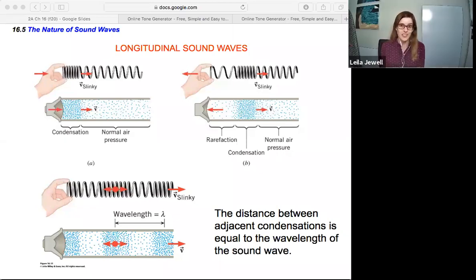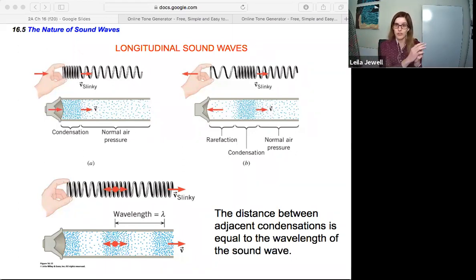Section 16.5, the nature of sound waves. So it turns out sound is a longitudinal wave and it comes from a vibrating object. That could be a guitar string, the human vocal cords, or the diaphragm of a speaker. But either way, we have this transmission of the vibrations causing a wave to form.